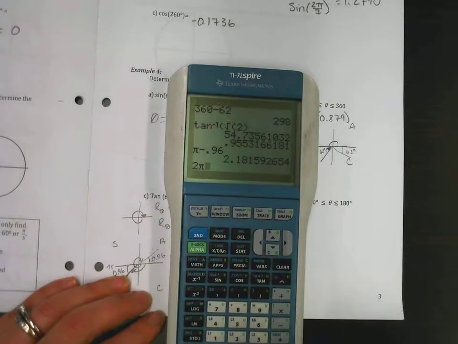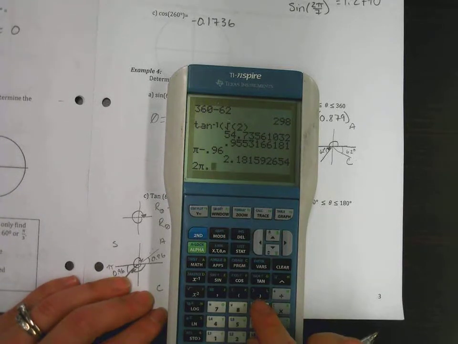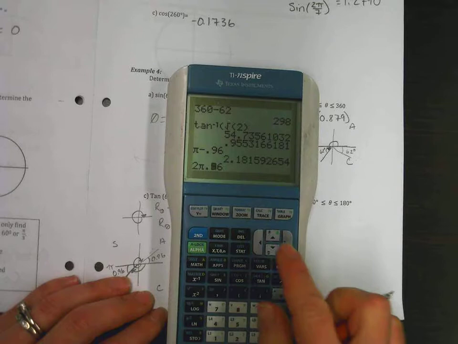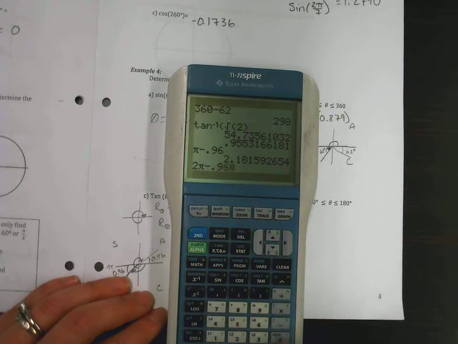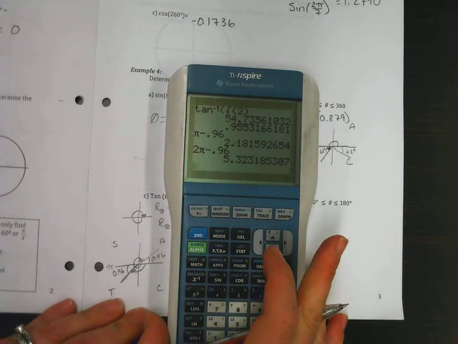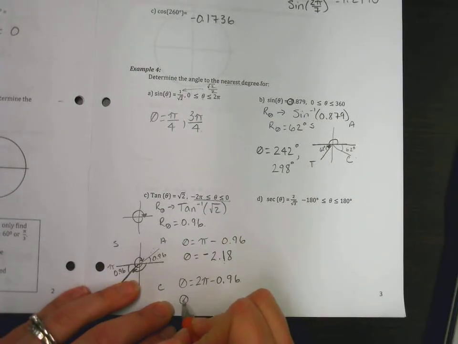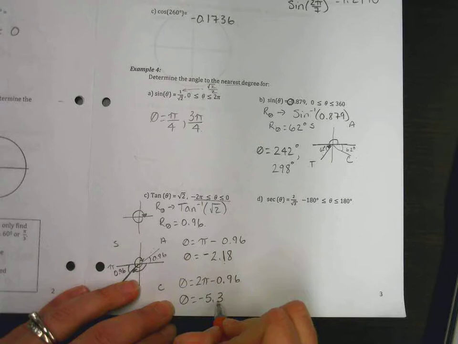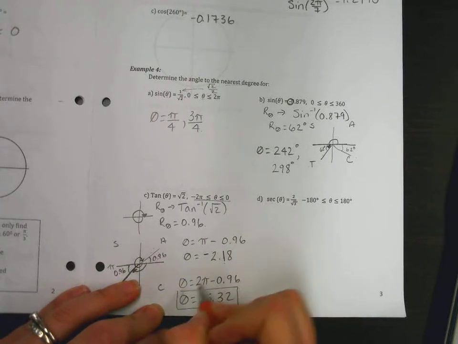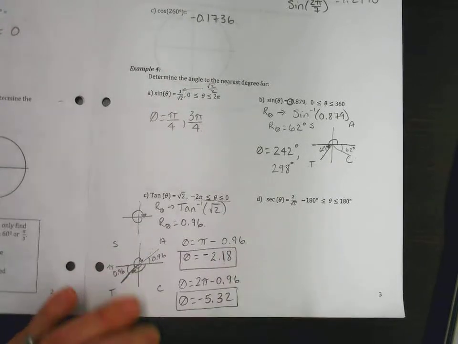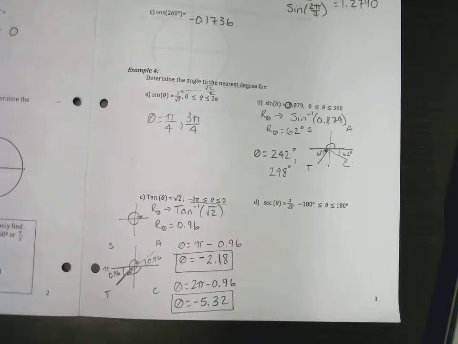So on your calculator, you should always be using your pi button. And I get 5.32 as my solution. And I know this also needs to be a negative angle. So remember, these numbers are in radians. Okay, so these would be the solutions.